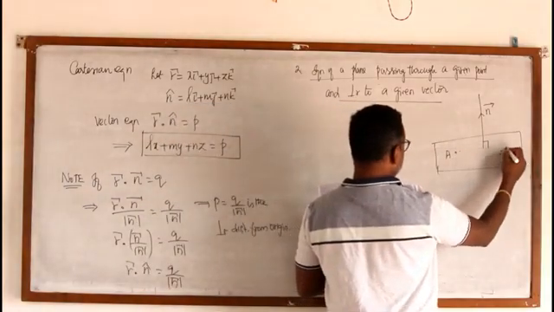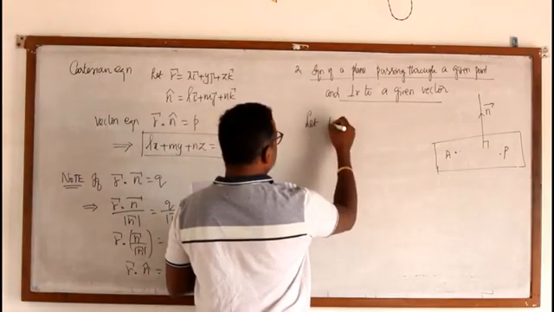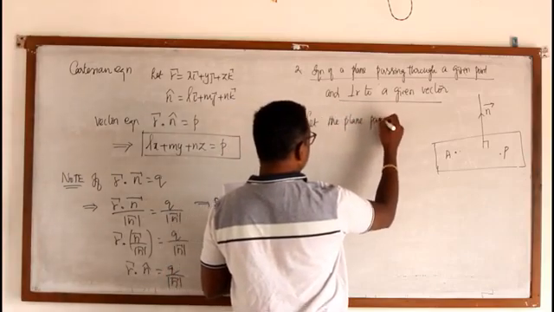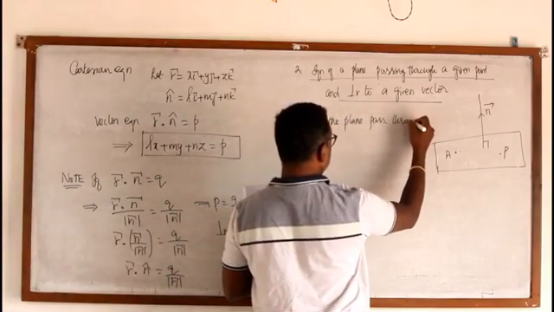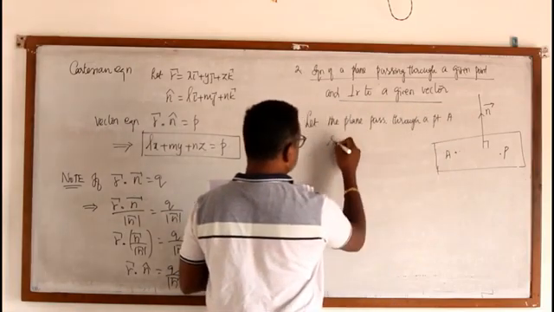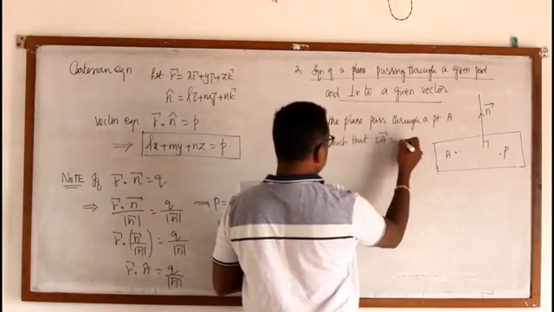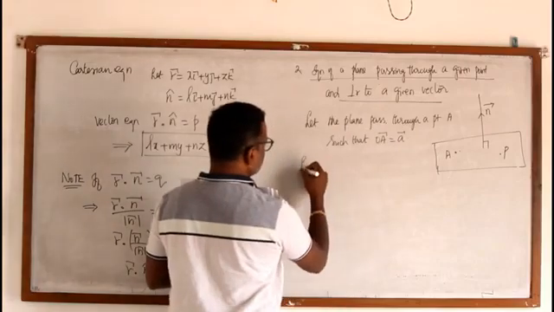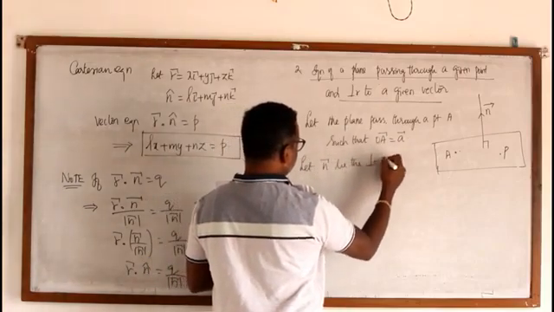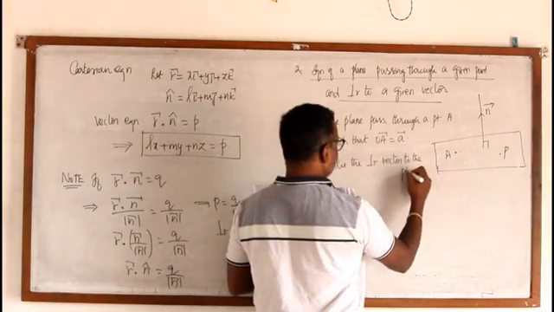So let P be any point on the plane. Let the plane pass through a point A, with OA vector equal to a vector. Let n vector be the perpendicular vector to the plane.